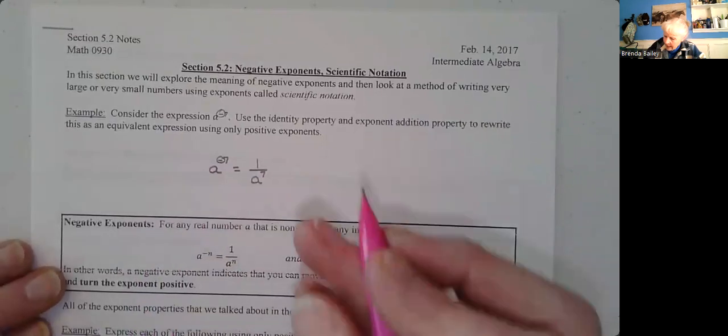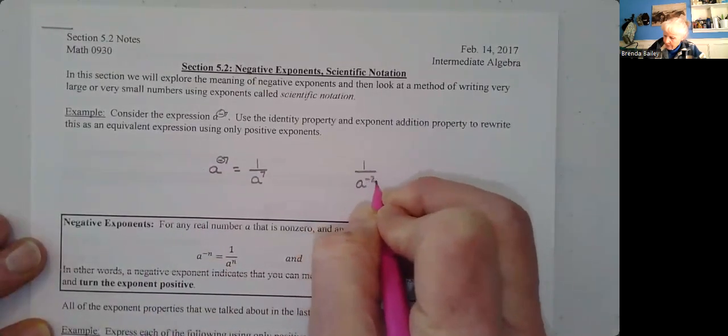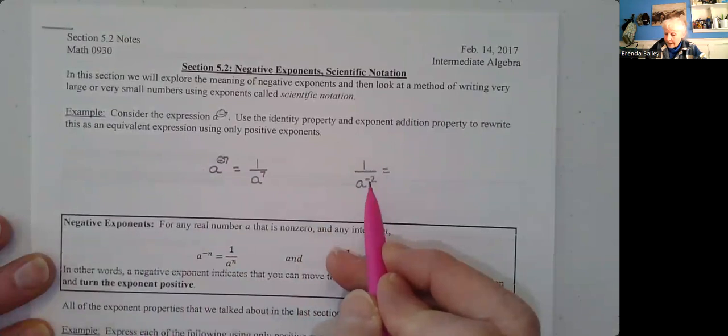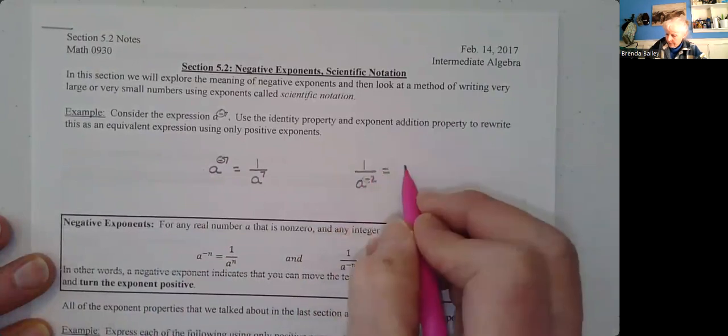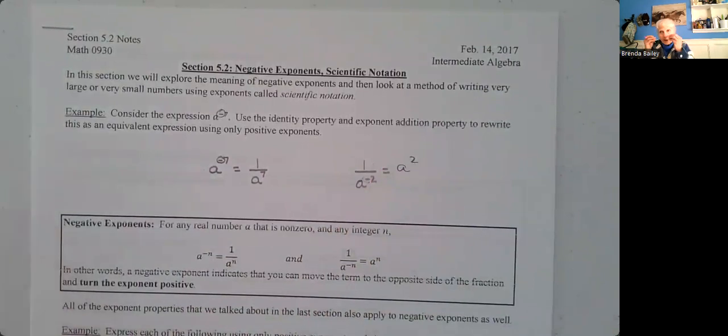Let's look at another example. If I had 1 over a to the negative 2, this is equal, it's negative in the denominator. So if I wanted to get rid of the negative exponent and write it with just positive exponents, I have to change the position from denominator to numerator. a squared over 1, or just a squared. So it's a position changer.